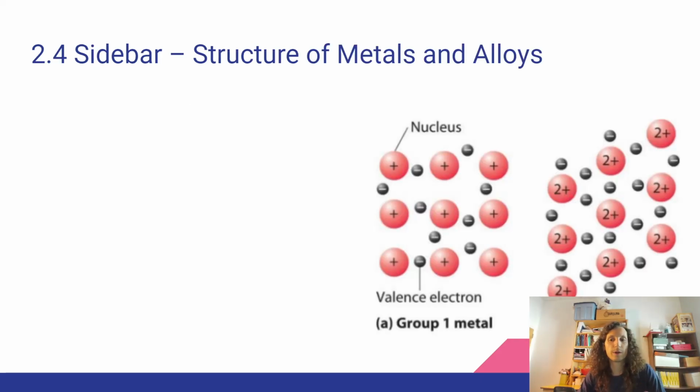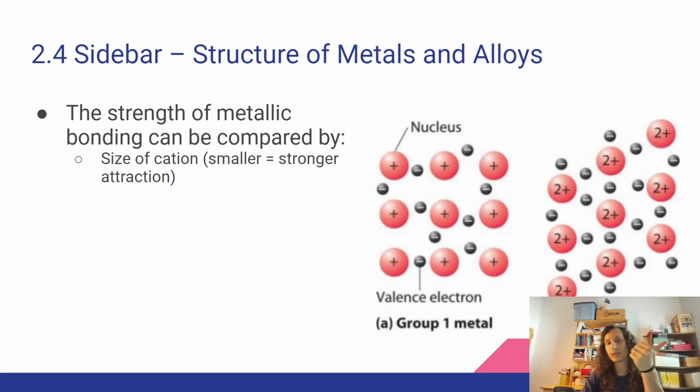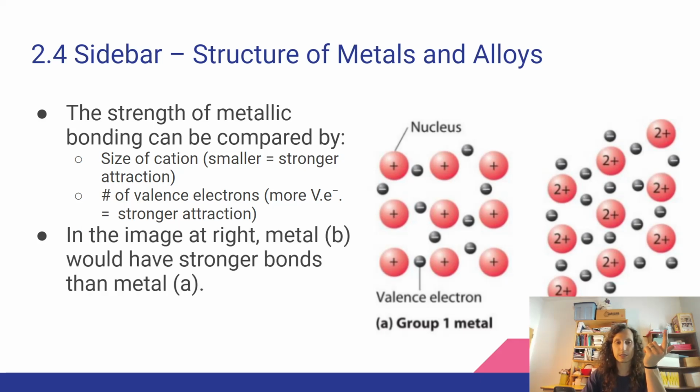So we want to talk a little bit about alloys as well as comparing the strength of metallic bonding. So we can compare, if I give you two metals, based on how big the cation is and based on how many valence electrons that has. So in this image right here, we've got a group 1 metal. We could say this is, I don't know, sodium. And we've got a group 2 metal. So we could say that's magnesium.